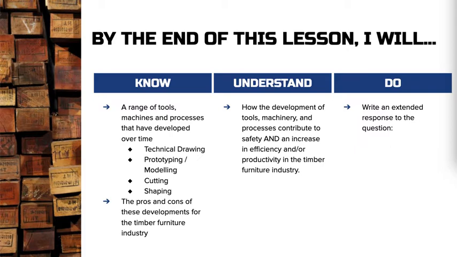By the end of today's lesson, you're going to know some of the tools, machines, and processes that have changed over time, some of the tools around technical drawing, prototyping and modeling, cutting or shaping. And you're going to know the pros and cons of these developments for the timber industry, specifically for the furniture making industry. I hope that by the end of this video, you understand how these tools have developed, but not only how they've developed, but how their development has made the timber industry safer and faster and more efficient and more productive when we work in the industry.